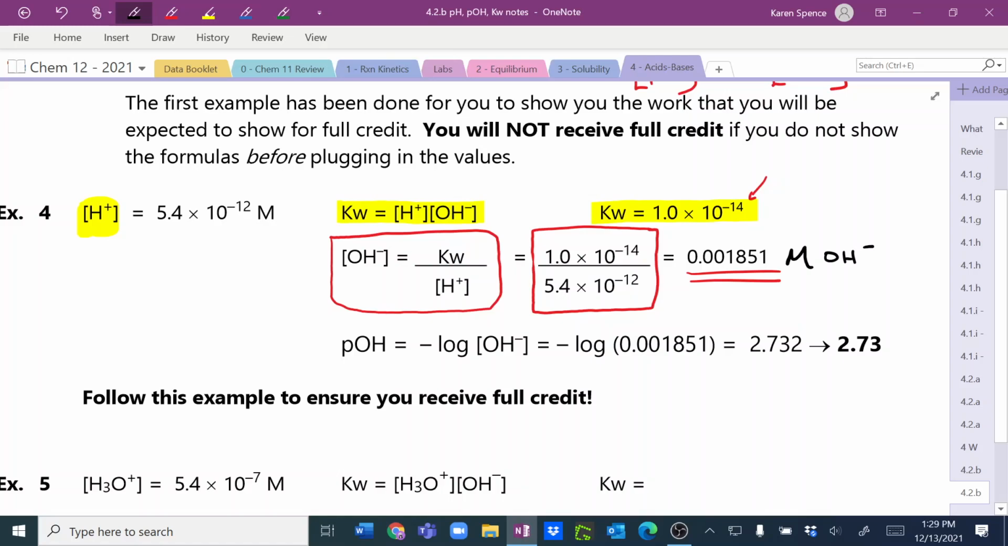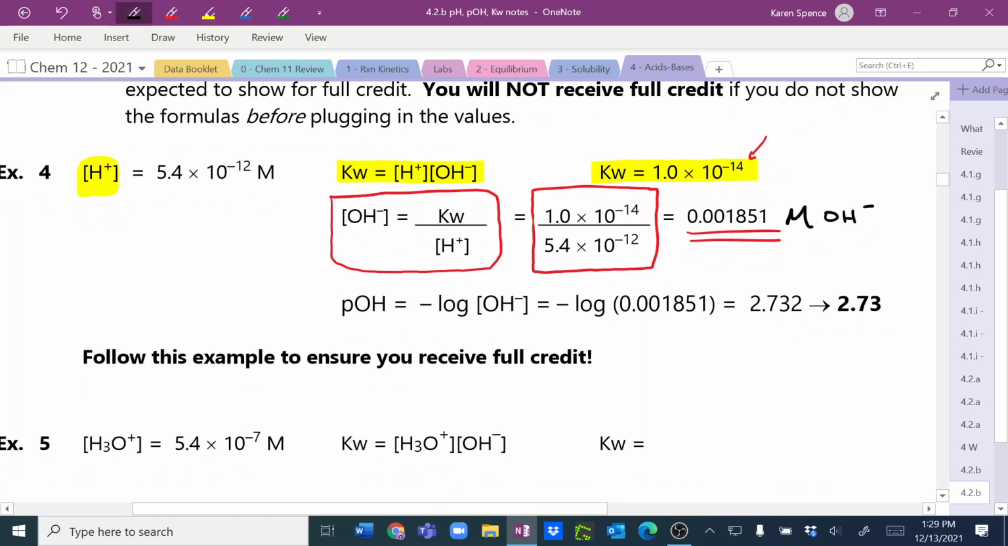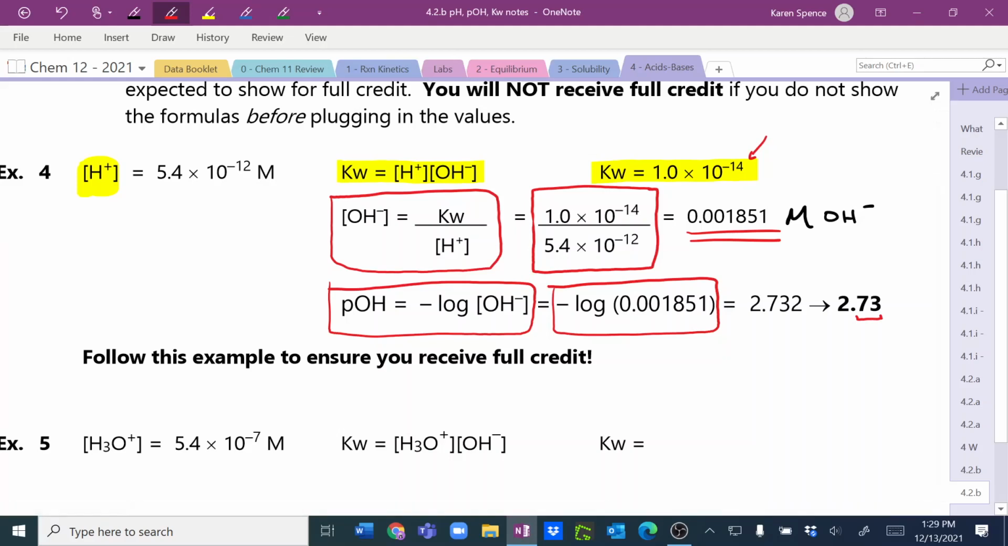Once we have our hydroxide ion concentration, we can go the second step and find the pOH by taking the negative of the log of hydroxide. So you're going to get credit for writing this bit here. You're going to get credit for then plugging in the value. And then in your final answer, you get credit for not only having the correct answer, but also having it to the correct sig figs. Except for you, you don't have to worry about it.